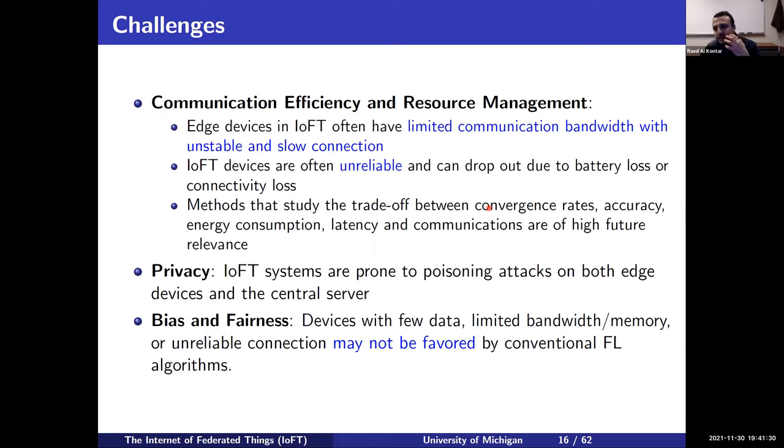Privacy is also a key motivator for IoFT, but it is also a key challenge. What happens if a client is adversarial and is trying to affect the entire learning process? What happens if the cloud itself is adversarial or poisoned? How to deal with such situations?